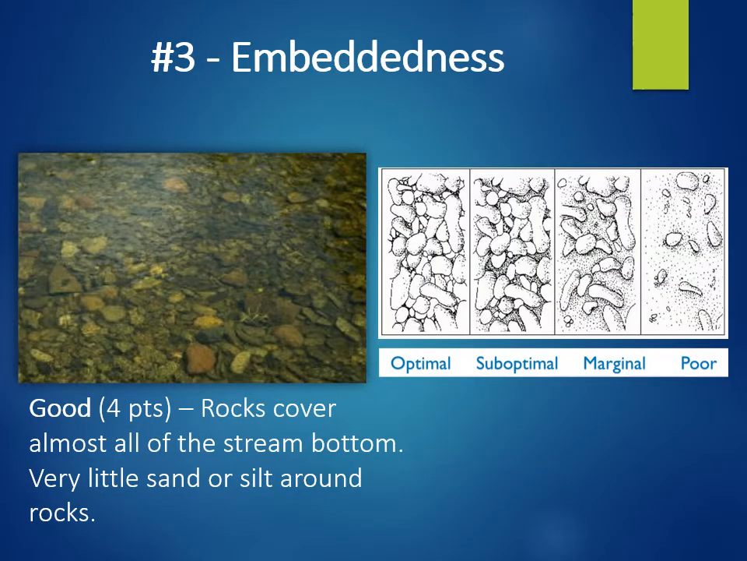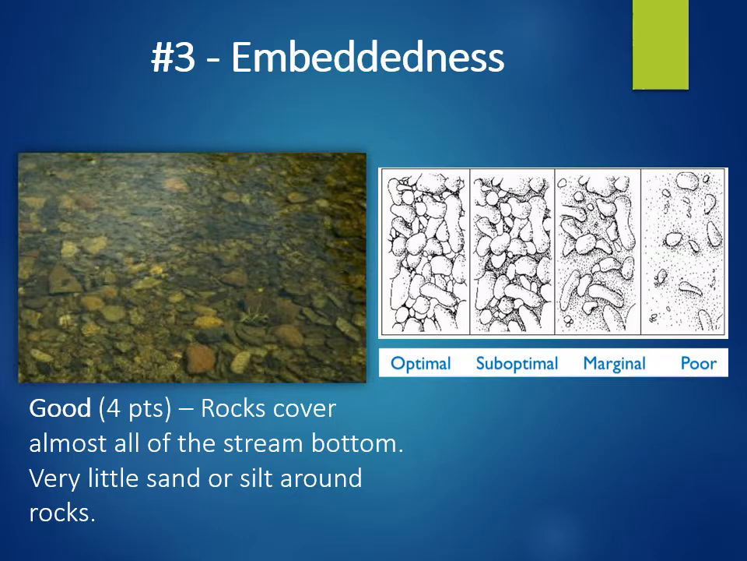Embeddedness is a technical term for the amount of soil and sediment surrounding the rocks on the bottom of the stream. If a stream bed shows a lot of embeddedness, the rocks are almost completely surrounded, as is shown on the graphic on the right. We prefer to see a mix of gravel, cobble, and boulder particles that are minimally surrounded by soil and silt. This creates more surface area for macroinvertebrate and fish shelter, spawning, and feeding.